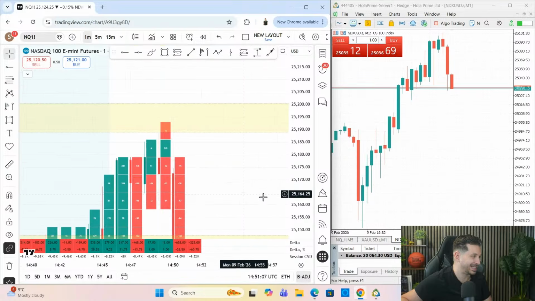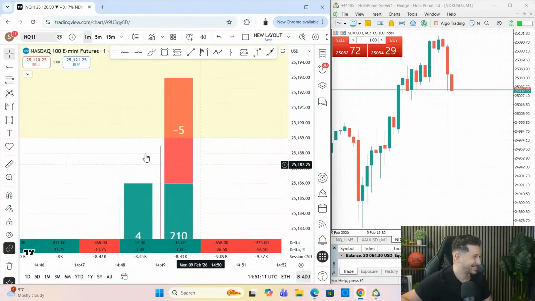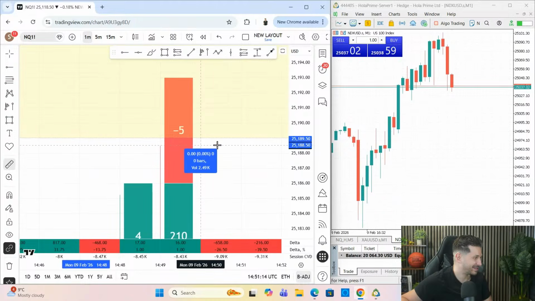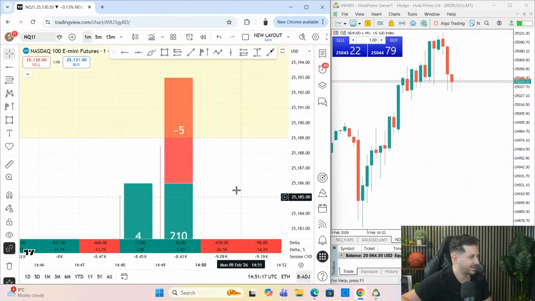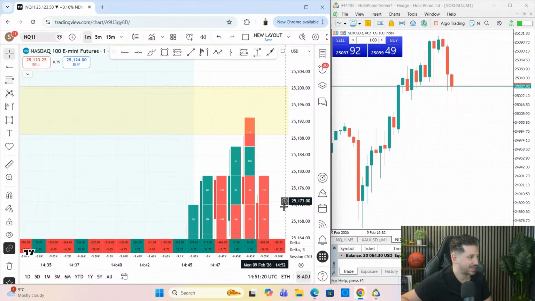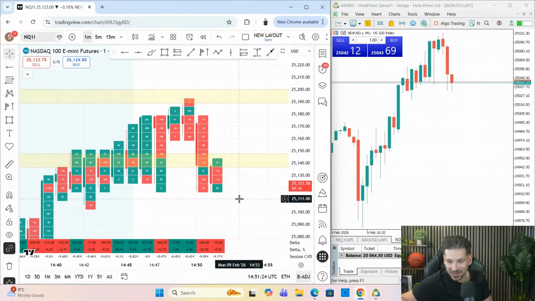Still technically didn't quite touch it. 1 tick away. You can see the wick. How far away was that? Literally 2 ticks away, 0.5. Half a point. Yeah. Well, what can you do, right? What can you do?